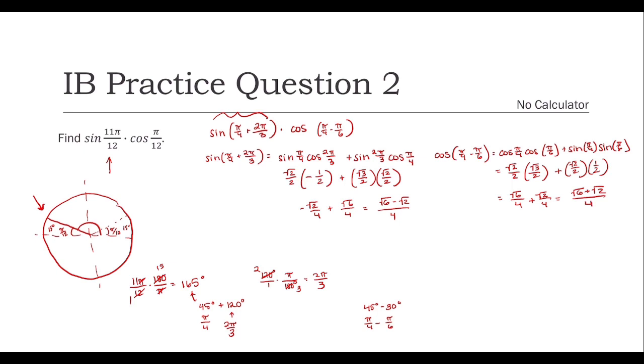So now we need to multiply these two because we have our sine times our cosine. So this is going to equal square root 6 minus square root 2 over 4 times square root 6 plus square root 2 over 4. So square root 6 times square root 6 is 6. And then we'll have square root 6 times positive square root 2 and square root 6 times negative root 2. So those will cancel each other out. Negative square root 2 times positive square root 2 is going to be negative 2 over 4 times 4 is 16. So 6 minus 2 is 4 over 16. So our answer is going to be 1/4. So our sine of 11 pi over 12 times our cosine of pi over 12 is going to equal 1/4.